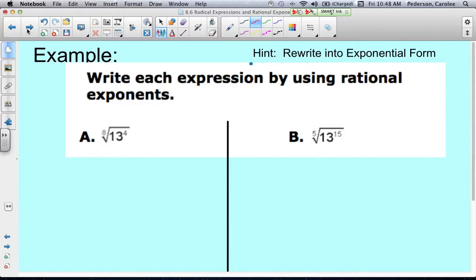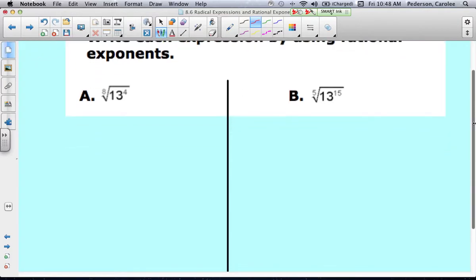Just a couple examples left. Now we're going to do the opposite. We give you a radical, and we want you to convert it back to a fractional exponent. So 13 is my base, 4 is my power, and remember where the index goes? The index goes in the denominator. Now we just reduce that back down to 13, and then 4 divided by 8 is 1/2.